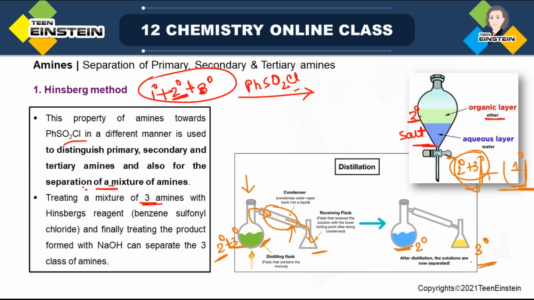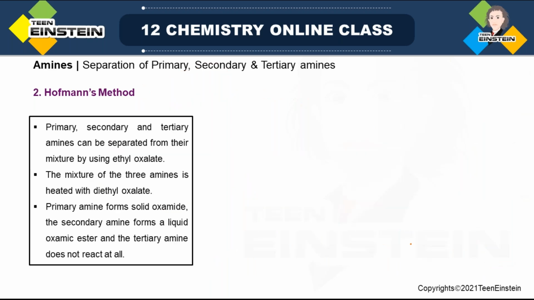So 3 degree amine you have already obtained in pure form, and you are left now with the product of 2 degree, which is sulfonamide. So you have to break the NHSO2 bond, and for that you can do some hydrolysis in basic condition, and finally you will be getting back the 2 degree amine. Though there is some ether present, that you can easily remove by providing heat. Ether boiling point is very low, it can be easily removed. Okay, so in this way we can separate primary, secondary and tertiary amines by using Hinsberg method. So this is one method.